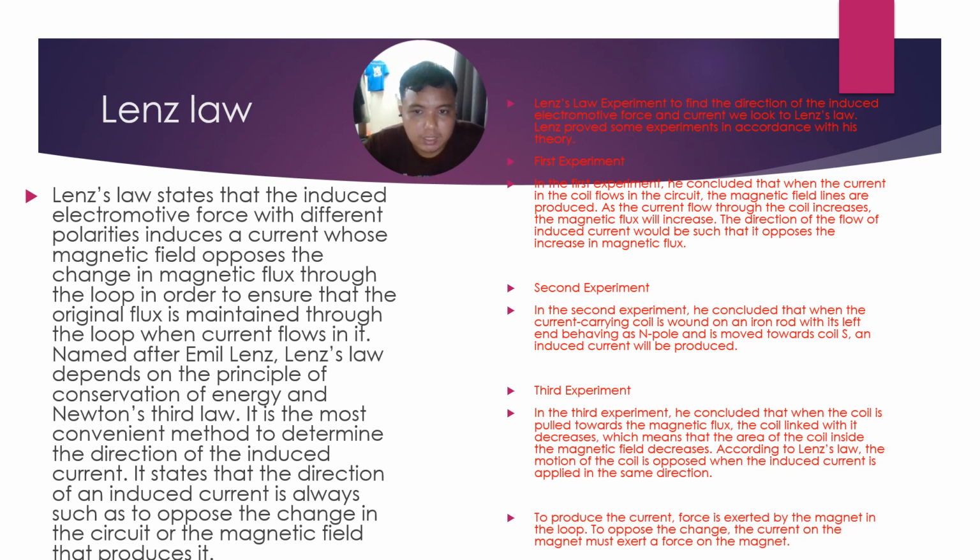For the second experiment, he concluded that when a current carrying coil is on an iron rod, with its left end behaving as a pole, and is moved toward the coil, an induced current will be produced. For the third experiment, he concluded that when the coil is pulled toward the magnet, the coil length decreases, which means that the area of the magnetic field decreases, and the motion of the coil is opposed by the induced current. To produce the current, a force is exerted on the side of the loop. To oppose the change, the current must exert a force on the magnet.